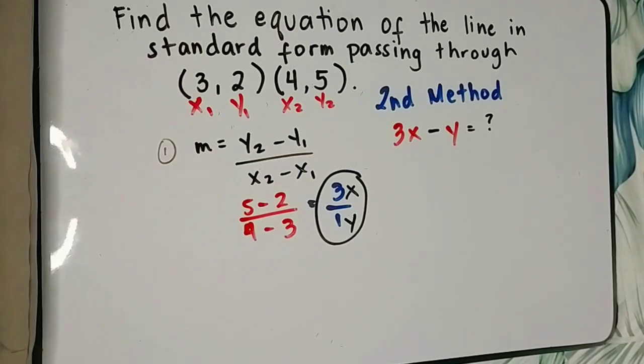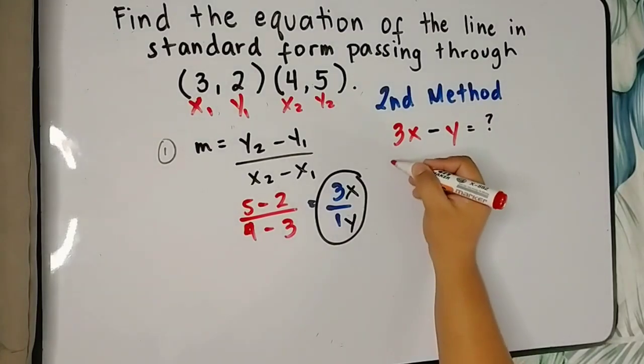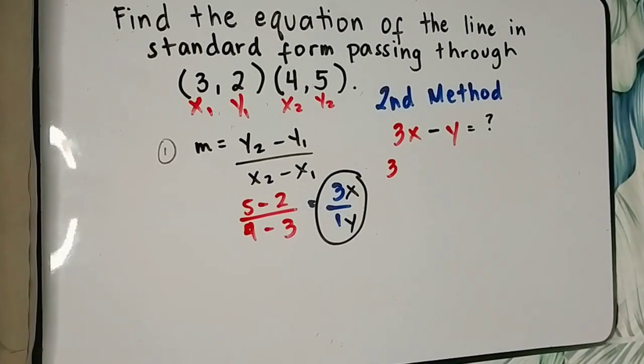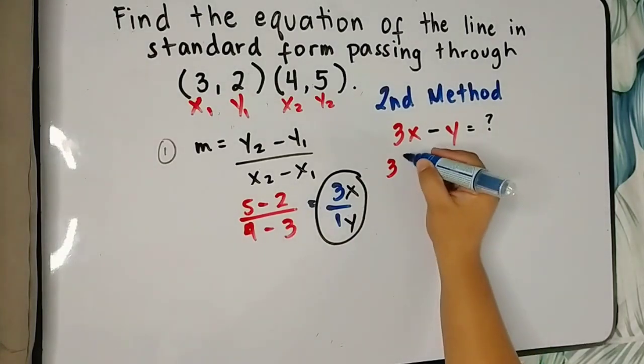Since we do not have c, so we're going to substitute the points. Now, whatever points you use there, you will get the same answer. So, later I will show the two points that we will use. So, first, let's use 3 and 2. So, simply copy 3. Then, substitute x with 3.